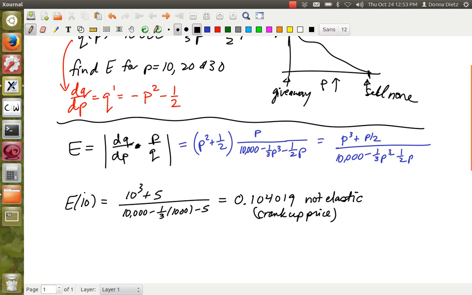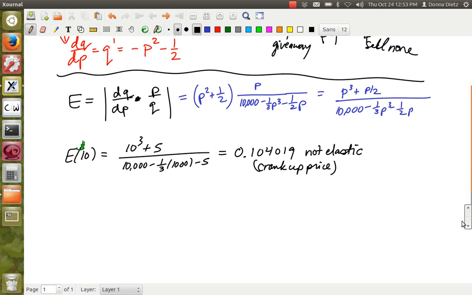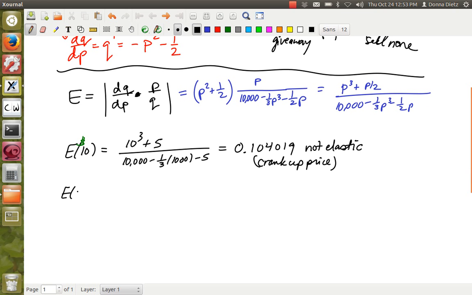And remember, this is in units of price. I didn't say that. I did, I guess. Okay. Well, what happens at E of 20? So it's going to be 20 cubed plus half of 20, 10,000 minus 1/3 of, right, so this is 20 cubed.